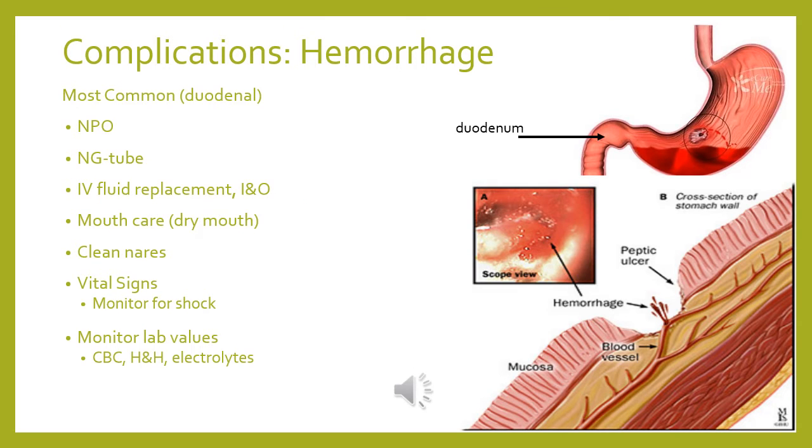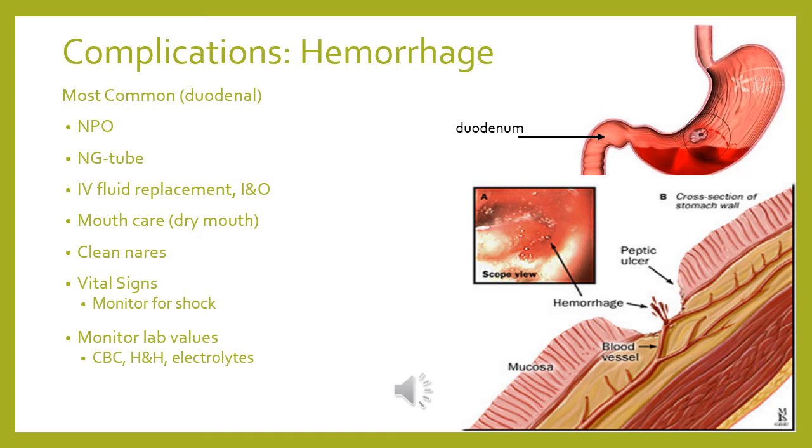Bleeding can occur with peptic ulcer disease. More commonly, bleeding and hemorrhaging will occur with the duodenal ulcer. The image on the top of the slide shows a bleeding ulcer in the stomach, but I want to point out that the duodenum is where I put the arrow. It's right past the pyloric sphincter, which we learned about in the pediatric section of the GI disorders.